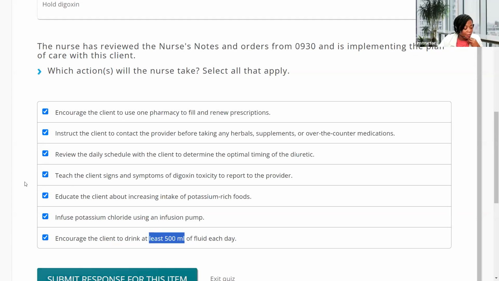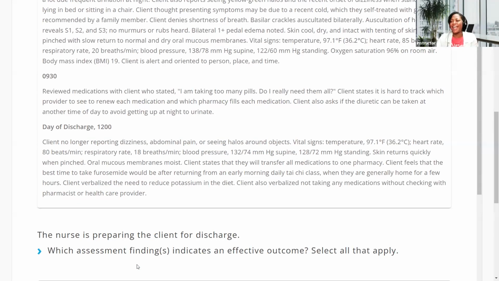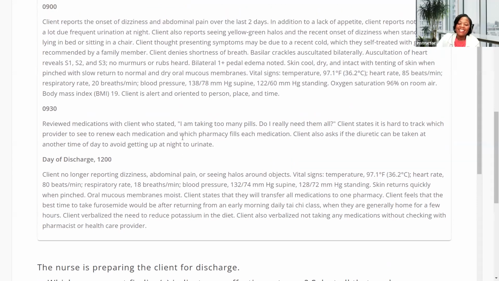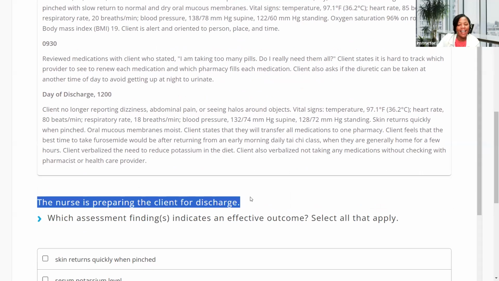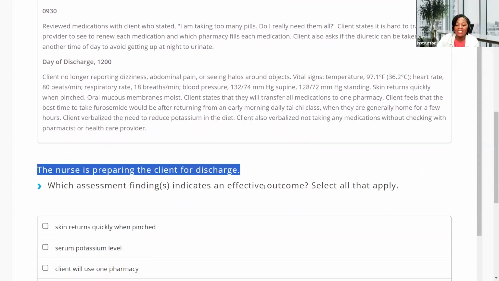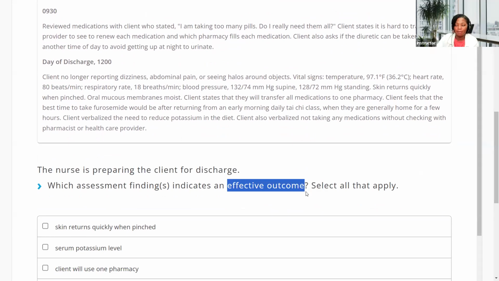Once again, this was measuring our ability to take action. And we did that. We just did it. All right. Final question of the night, of the day, period. This is our final question. So it says the nurse is preparing the client for discharge. All right, our lady's getting ready to get out of here. She's going to be discharged. She's probably happy too. What assessment findings indicates an effective outcome?